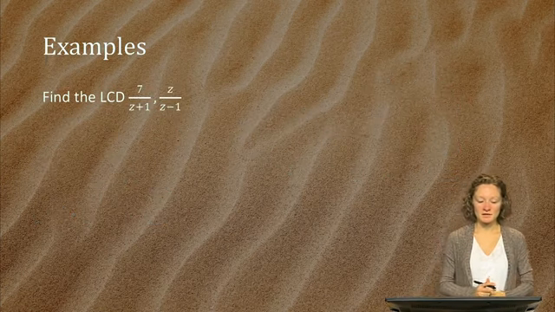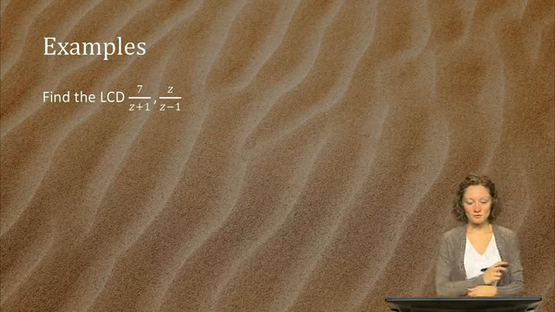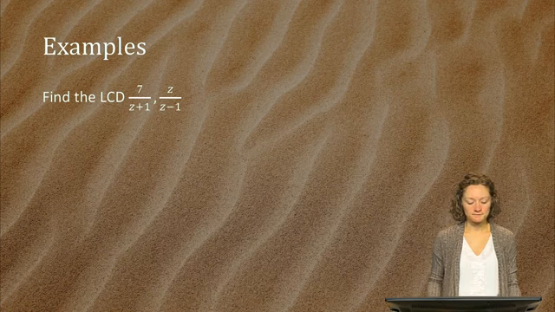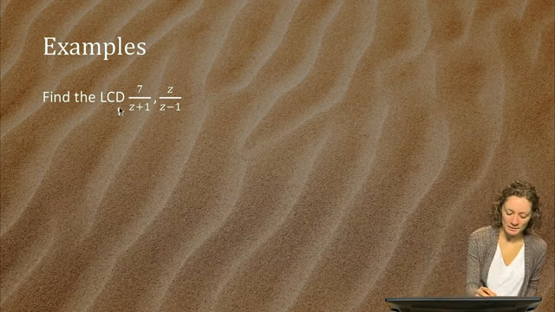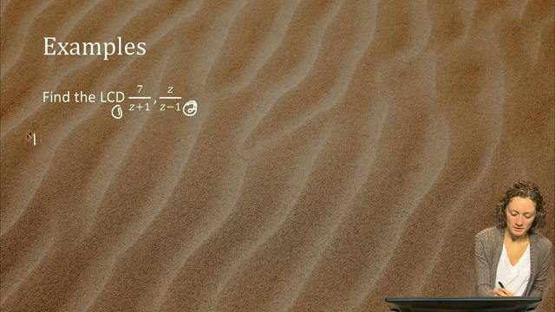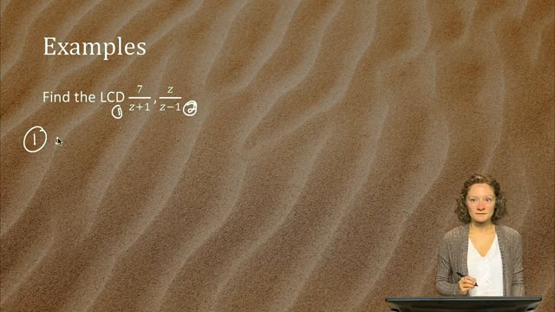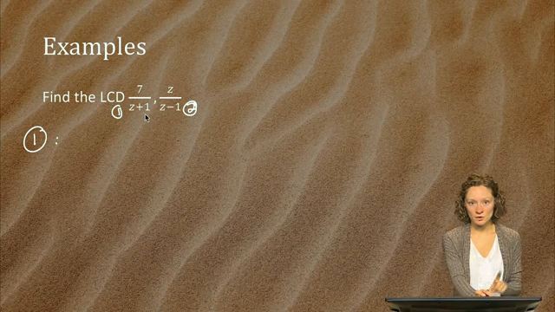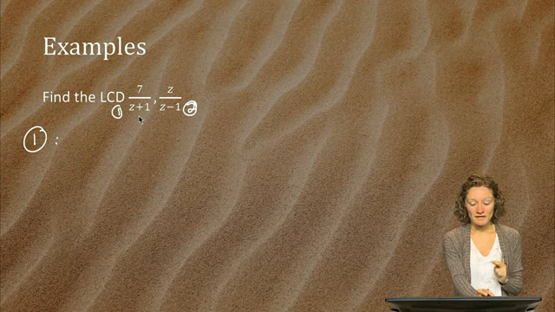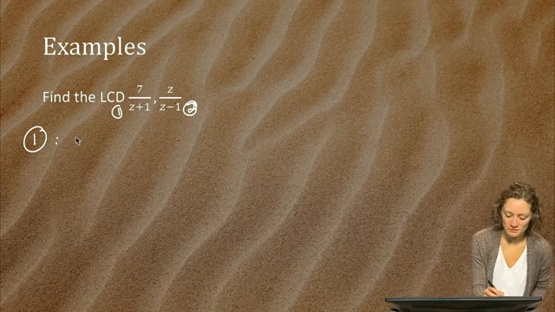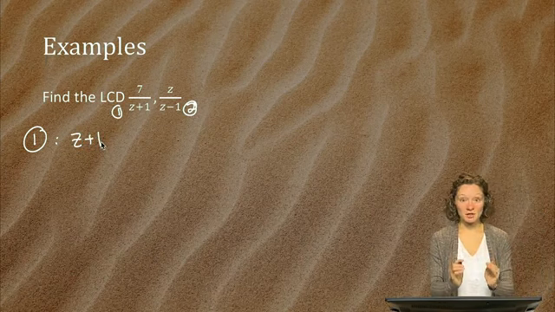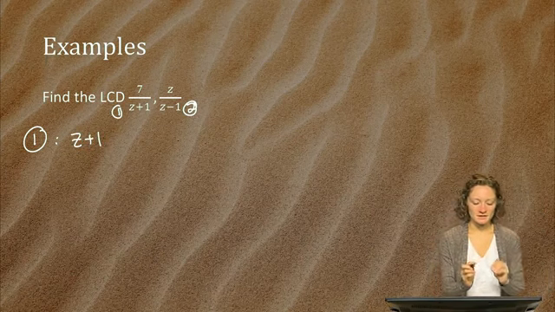All right, next one. Find the LCD of the two fractions 7 over z plus 1 and z over z minus 1. The first step is to factor each denominator. So again, I'm going to label them 1 and 2. Denominator 1, is there anything we can do to factor it? Z plus 1. There's no greatest common factor, and we can't use sum or difference of cubes or difference of squares. So the factor z plus 1 is the only thing that exists.